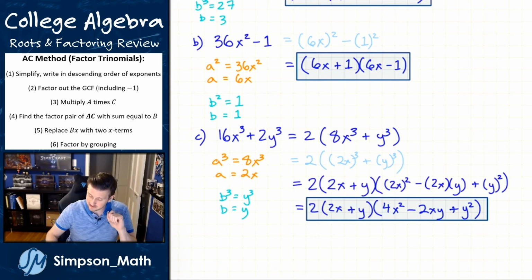All right, so then we fill it in. Again, 2x squared is 4x squared. And then 2x times y is 2xy. And there you have it. So that's our special cases.